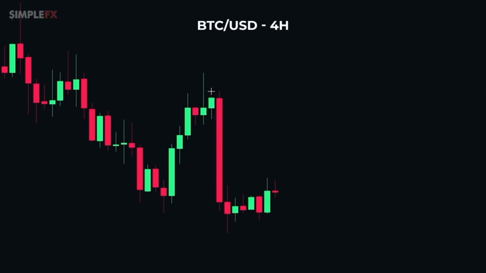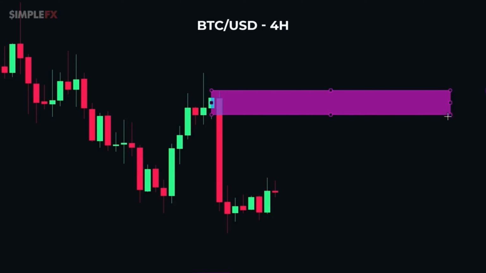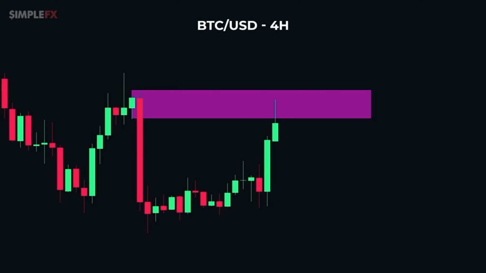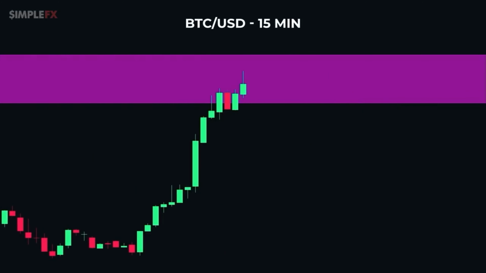Once you've identified the correct order block, the next step is to wait for the price to retrace back to that order block. The moment the price touches the order block, we now move on to the next step of the strategy, which is confirmation. We're trying to confirm whether the price will actually bounce off this block. To do that, we switch to a lower time frame, like the 15-minute chart.